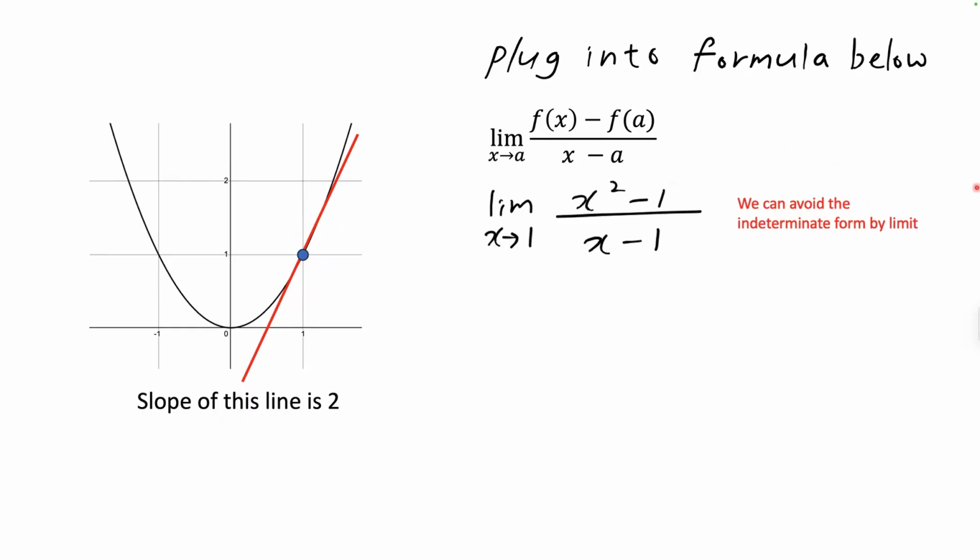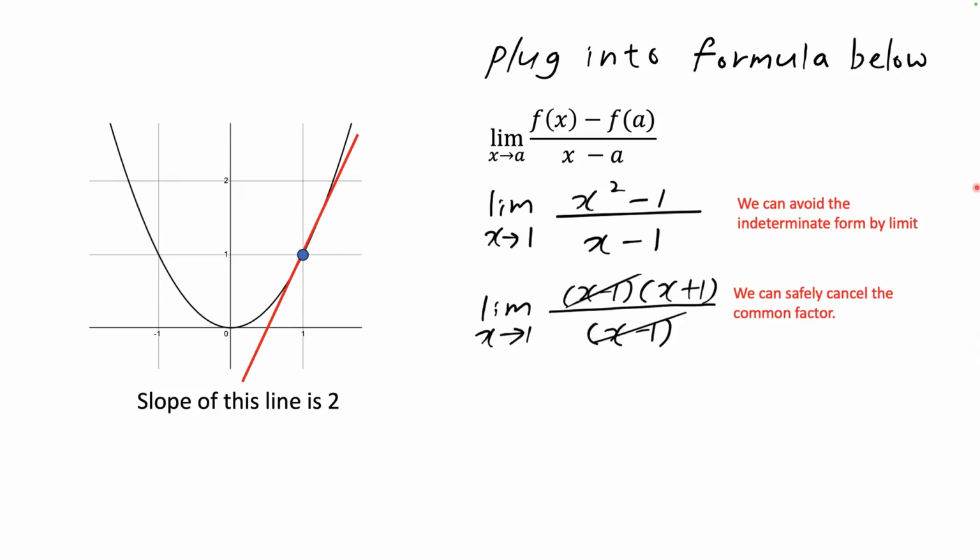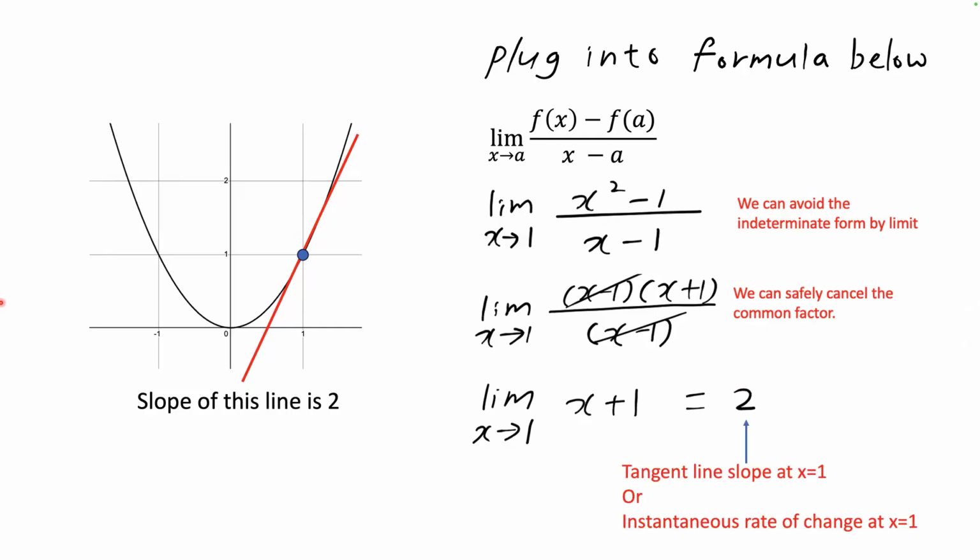We can avoid indeterminate forms since we have the limit in this equation. As mentioned previously, a limit is the approach to the values, so x is not exactly the same as 1. Therefore, we can factor out and safely cancel the common factors. Finally, we have a value of 2. It means the tangent line slope at the point x equals 1 is 2. This is called the instantaneous rate of change at x equals 1.